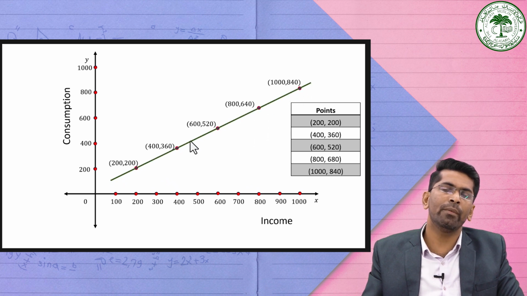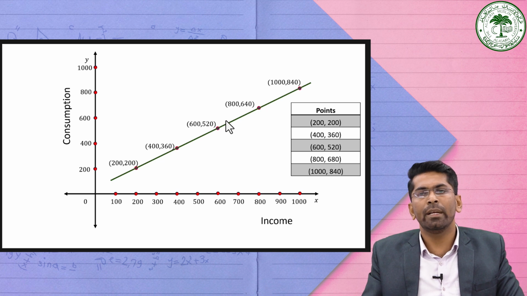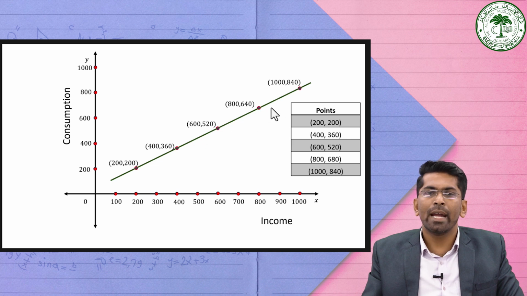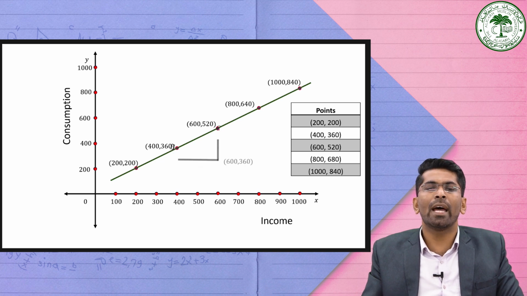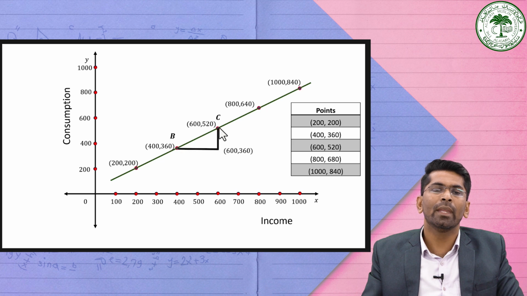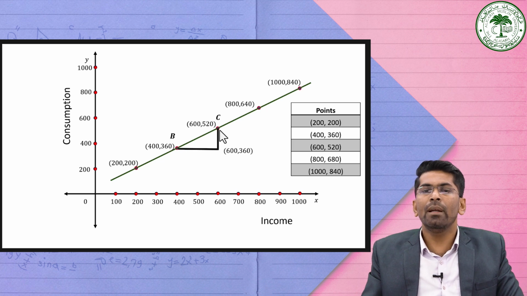By joining these points, we will get an income consumption curve, which we have already discussed. So we will plot this input table on the graph, and we will get this type of straight line, which shows the linear relationship. Now earlier we discussed how to find the slope of the straight line between two points, that is B and C, by drawing a triangle between the points B and C. But here, for the average effect, the slope is measured a little bit differently. We will draw the triangle from the origin rather than by joining two points.